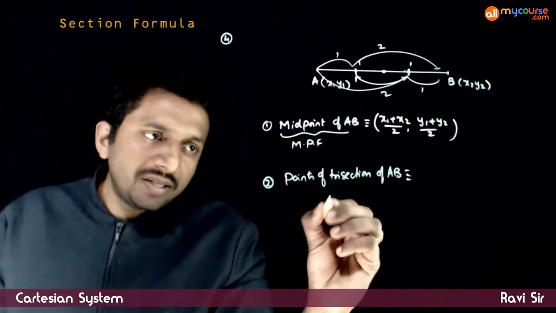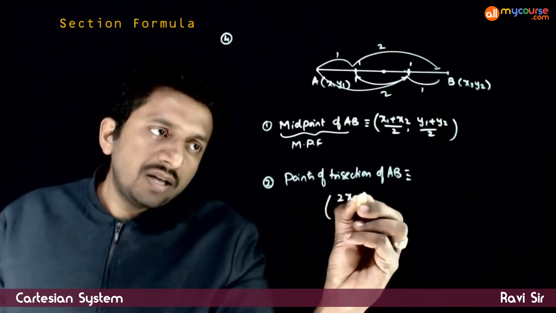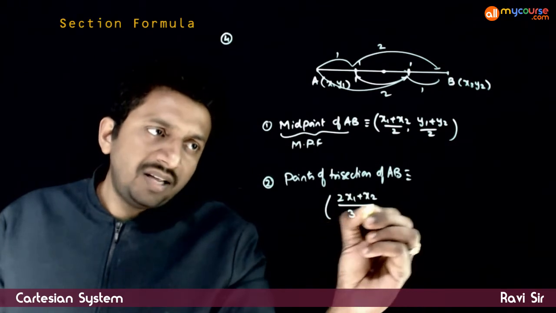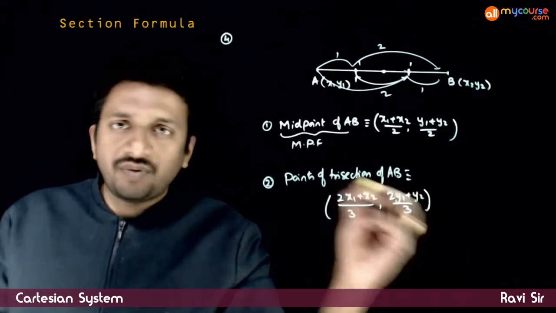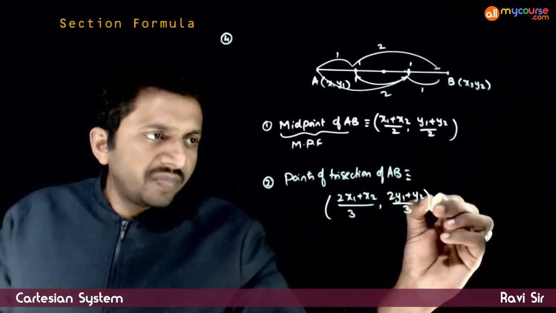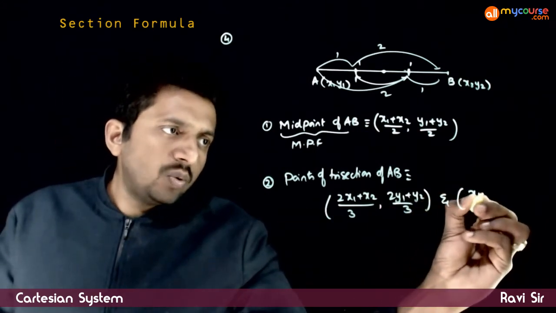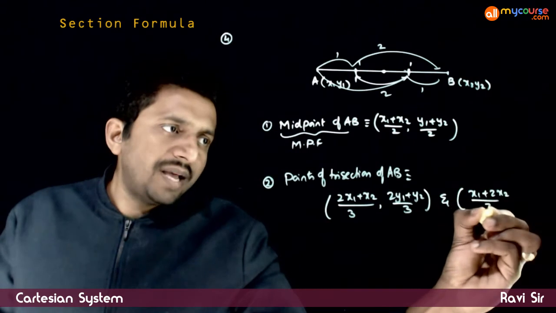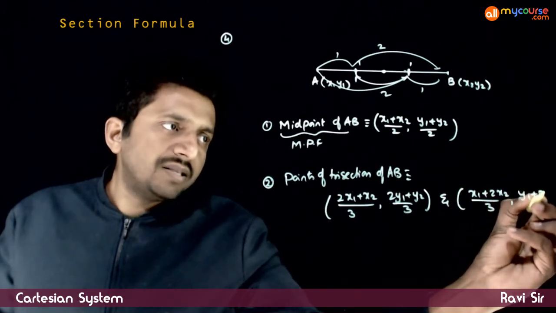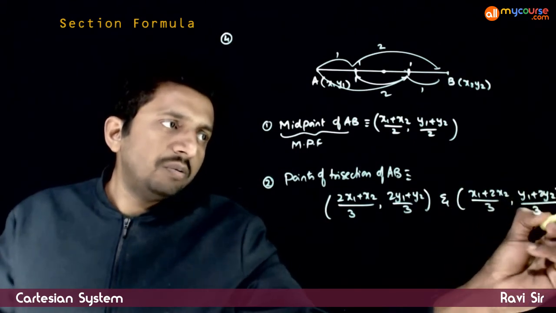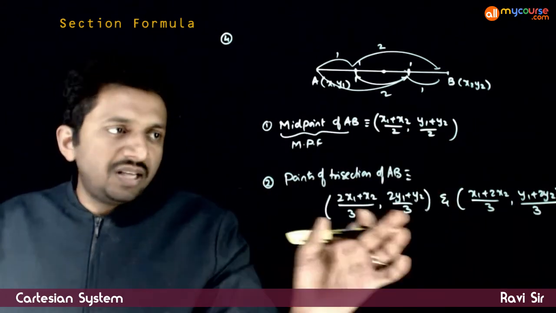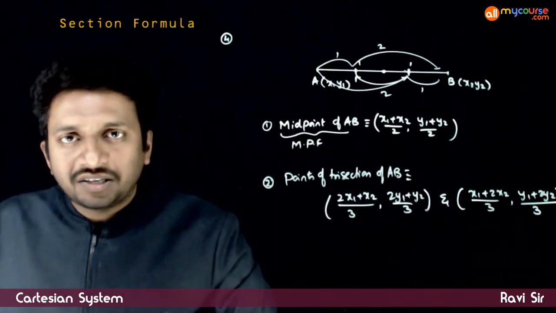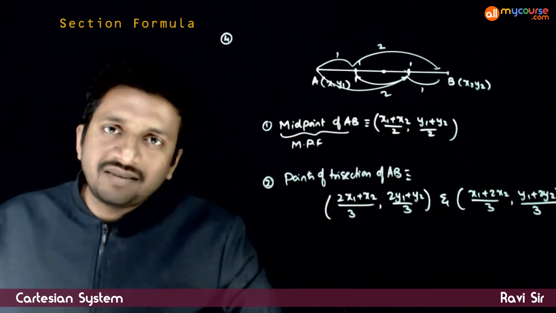So what are the points? You get (2x1 plus x2) by 3, (2y1 plus y2) by 3 is the one point of trisection, and (x1 plus 2x2) by 3, (y1 plus 2y2) by 3. This is the second point of trisection. So these are the 2 points of trisection that you have for line segment AB.